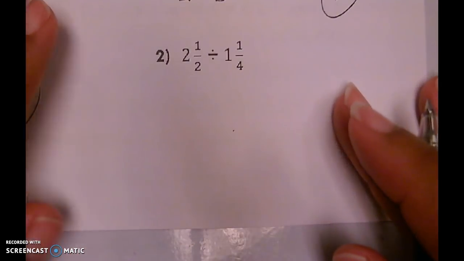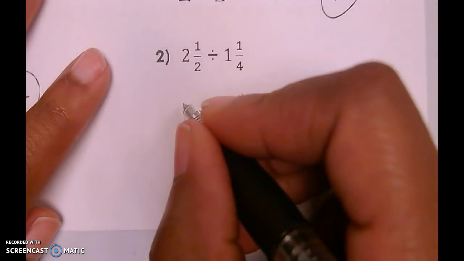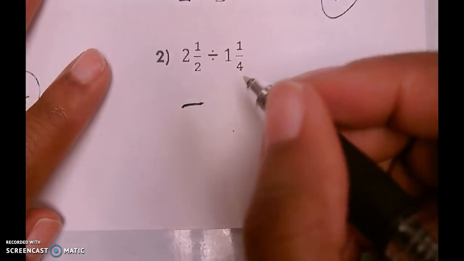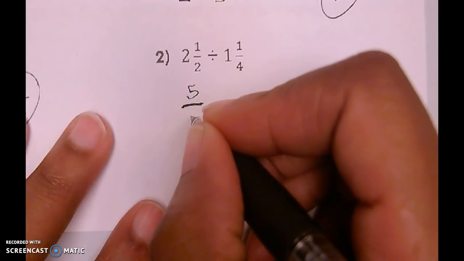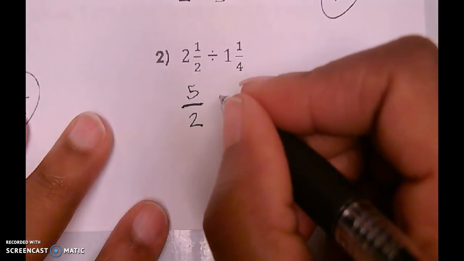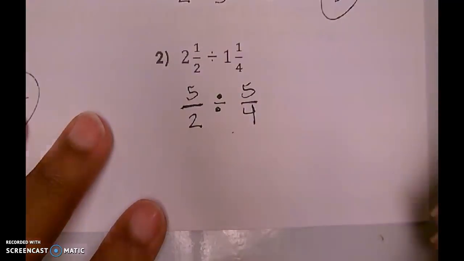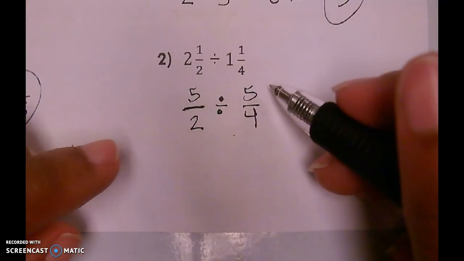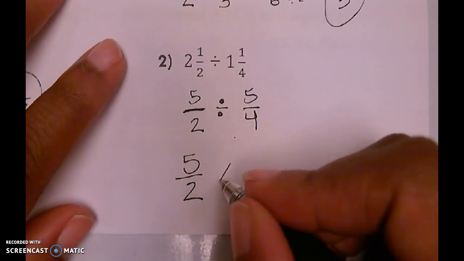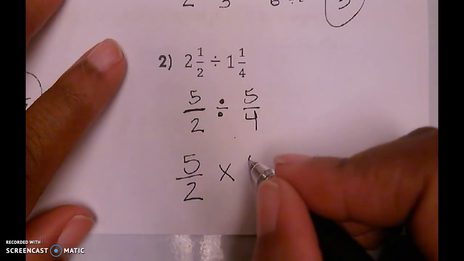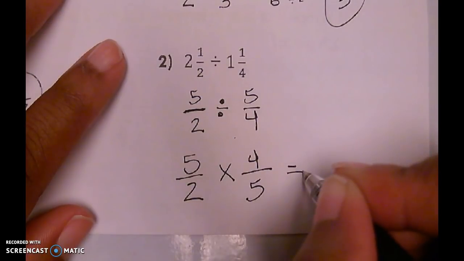Let's look at this problem. Okay, we have some mixed numbers to convert. So the first thing we're going to do is convert those. We're not changing anything. We are simply converting these numbers into improper fractions. So we have 5 over 2 divided by 5 over 4. Now that I have this set up how I want it, I'm going to keep the first fraction, change the sign, take the reciprocal of the second fraction, and multiply.